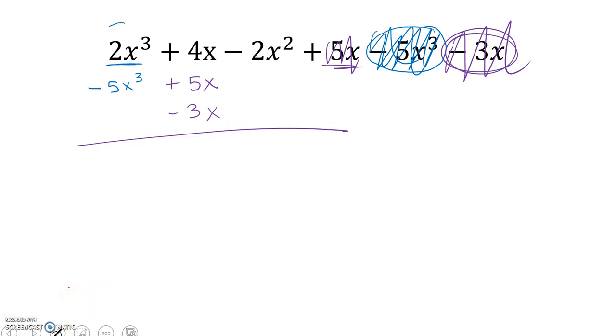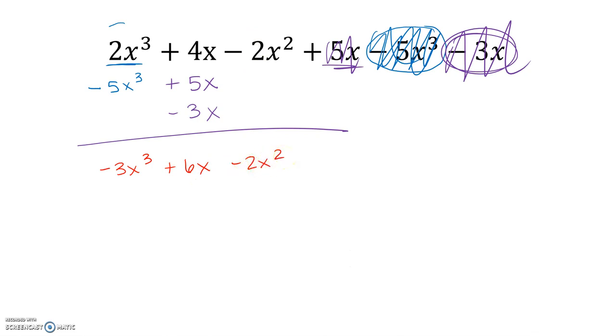So now that I have my like terms all matched up, all I'm going to do is combine them. So 2x cubed minus 5x cubed would be negative 3x cubed. And then I have 4 plus 5, which is 9, minus 3, which is 6. And then this negative 2x squared didn't have anything to combine with, so I'll bring it down.